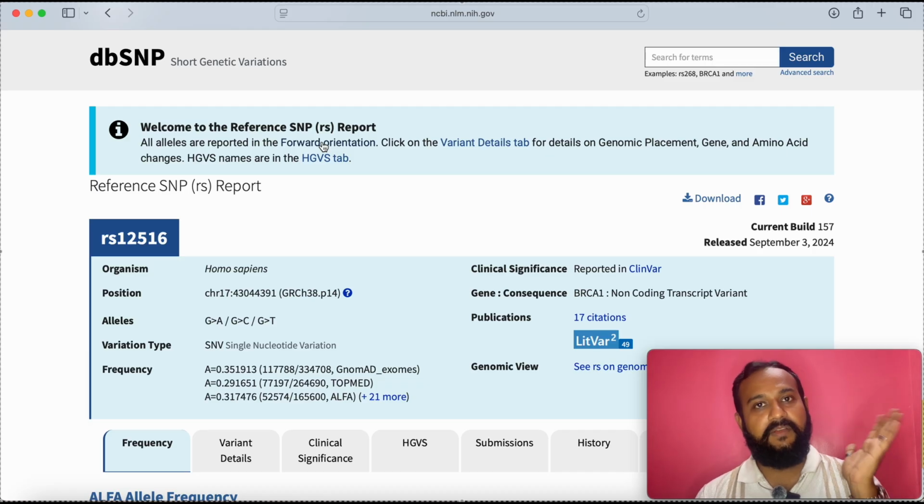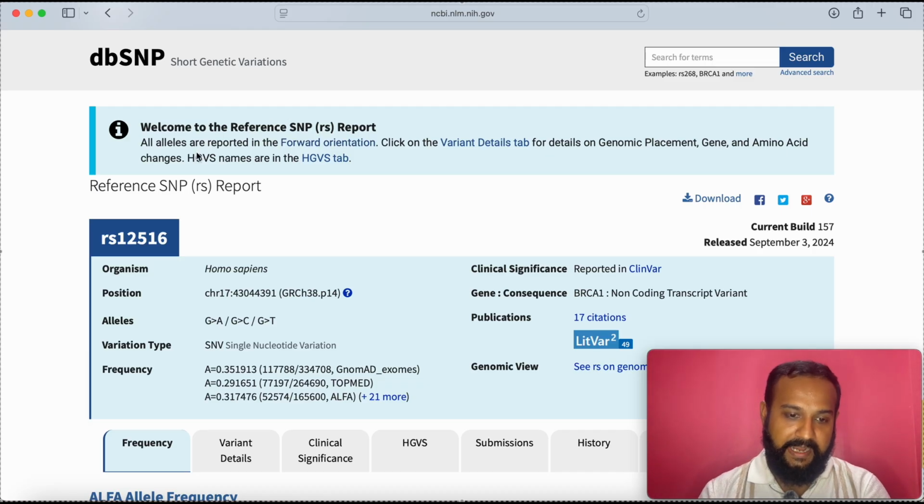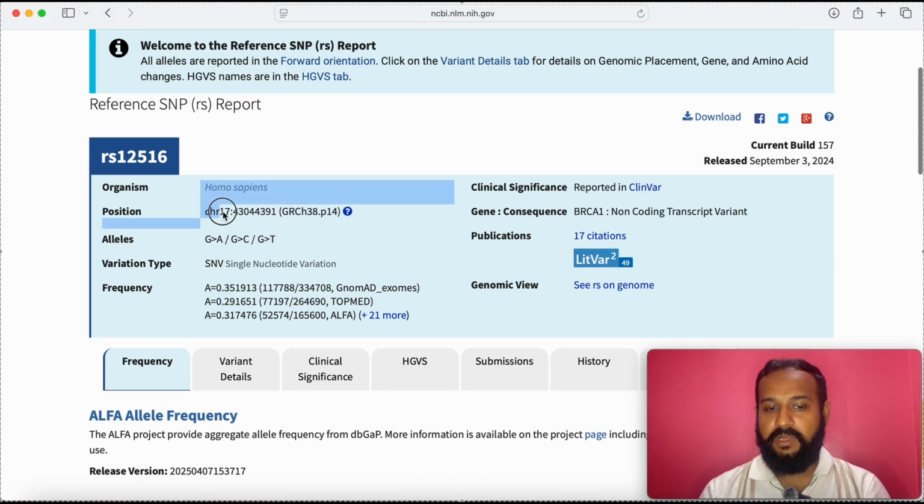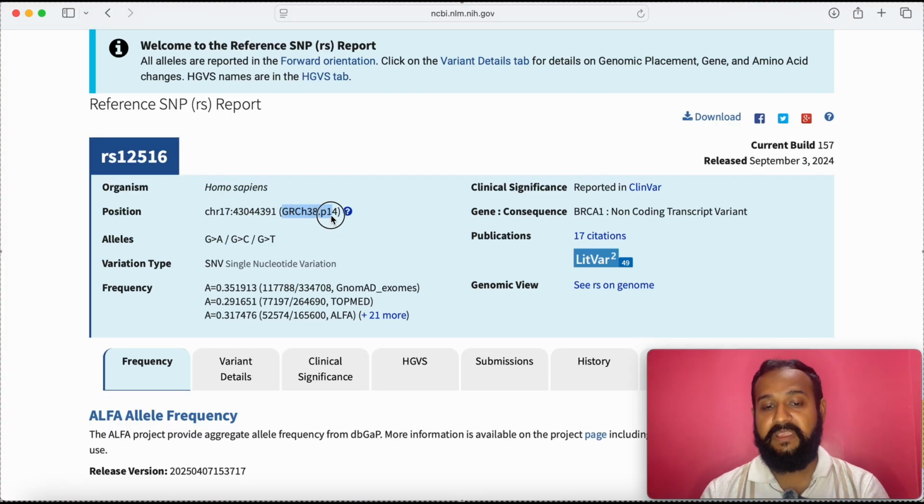You can find different types of variances. Okay, so let's look at that. Here you can see what the organism is. The organism is human, that is Homo sapiens. This is chromosome number 17 and then the position, according to GRCh38.p14, which means this is the assembly actually.